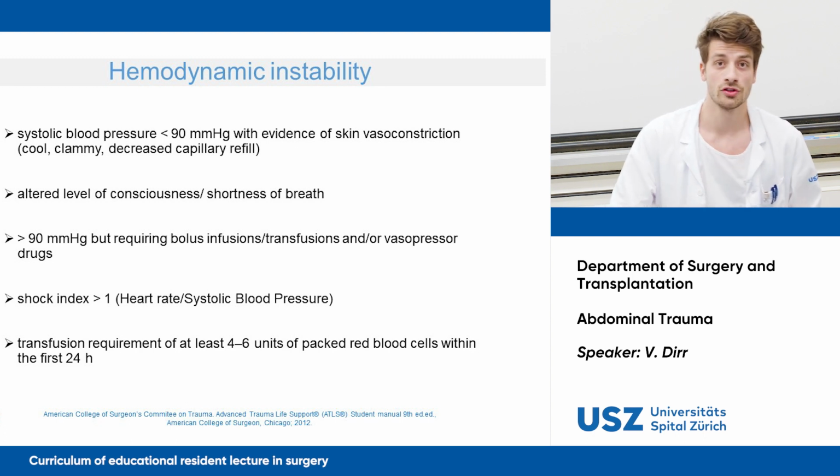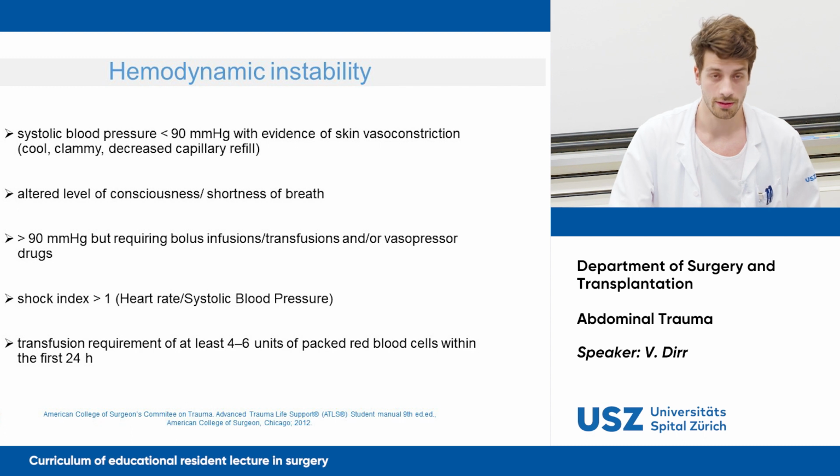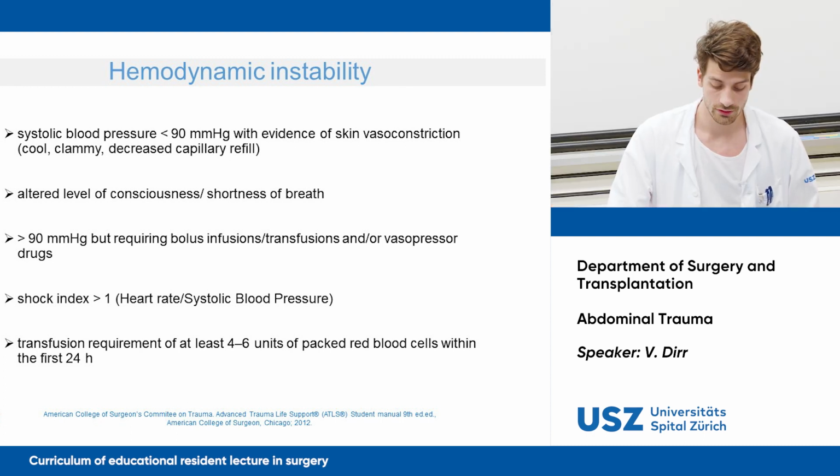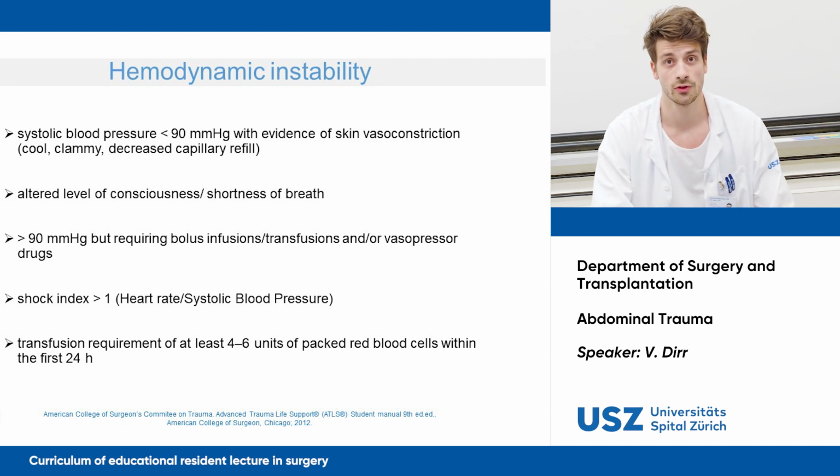An altered level of consciousness and shortness of breath. A systolic blood pressure above 90 but requiring a lot of bolus, transfusions, even vasopressor drugs. And these patients are also referred to as transient responders. A shock index above 1 and transfusion requirements of at least 4 to 6 packed red blood cells within 24 hours.